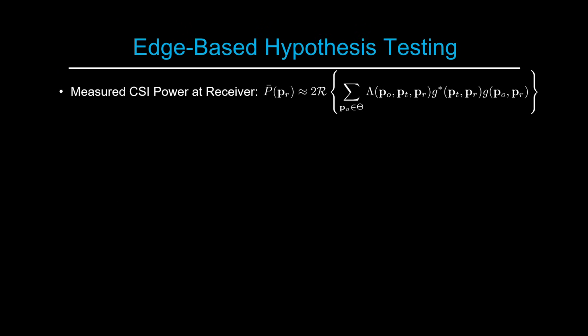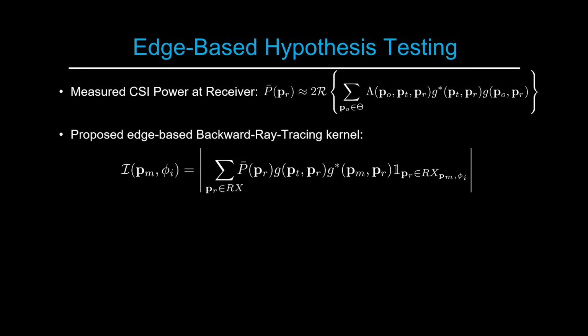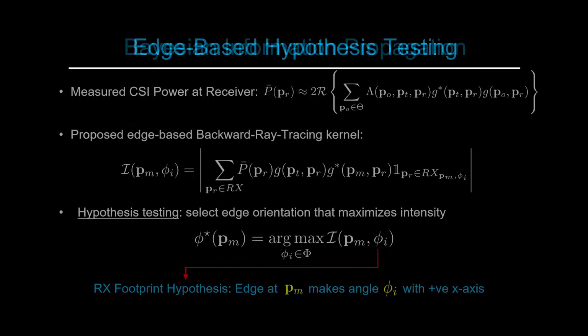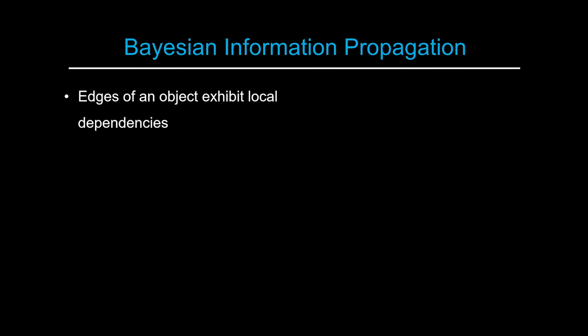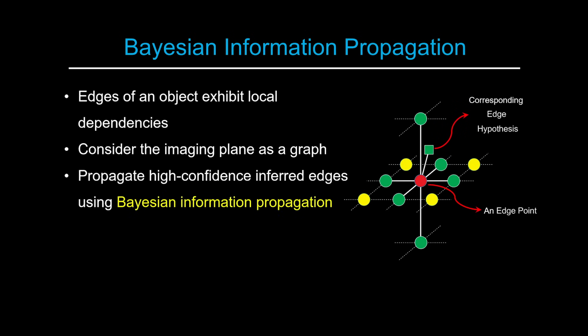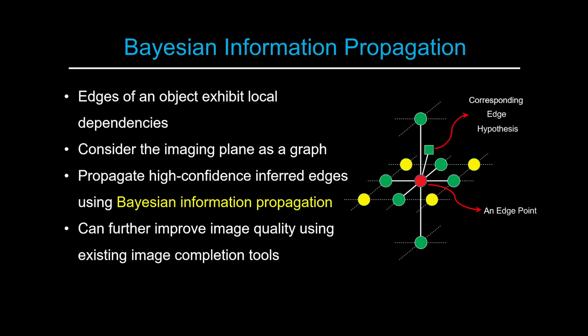Here is an approximated expression for the received CSI signal power. We then propose the following edge-based backward ray tracing imaging kernel. More specifically, by using the corresponding conic section as the signature of an edge point, we find the edge orientation that maximizes the imaging kernel via hypothesis testing. Edges of real-life objects have local dependencies. We then next model the imaging space as a graph and propagate the information of the inferred high-confidence edges through the graph using Bayesian information propagation. Finally, we can further improve the final image by using existing image completion tools from the area of vision.